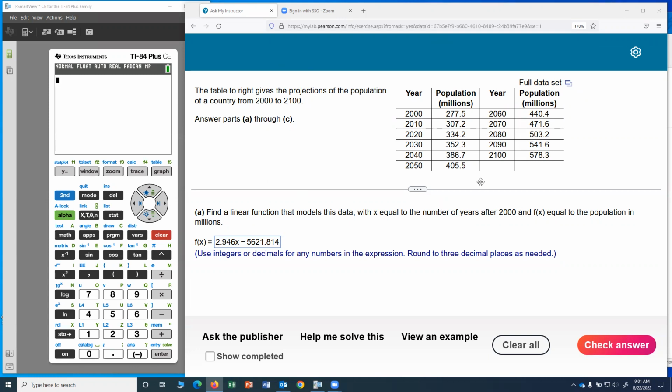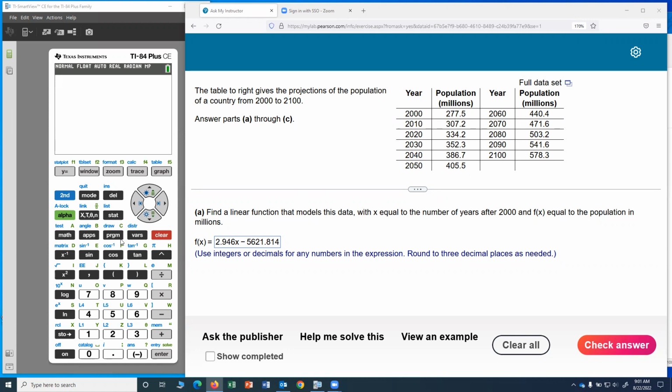So that list, when I put it into my calculator, should remain the same. But x equals the number of years after 2000. So I'm going to have to adjust my first list to represent how many years it's been since 2000.